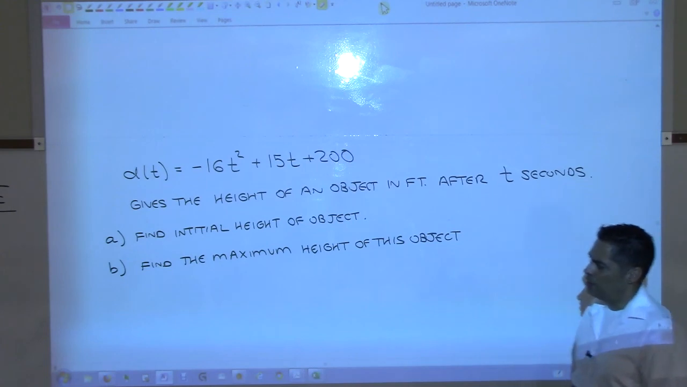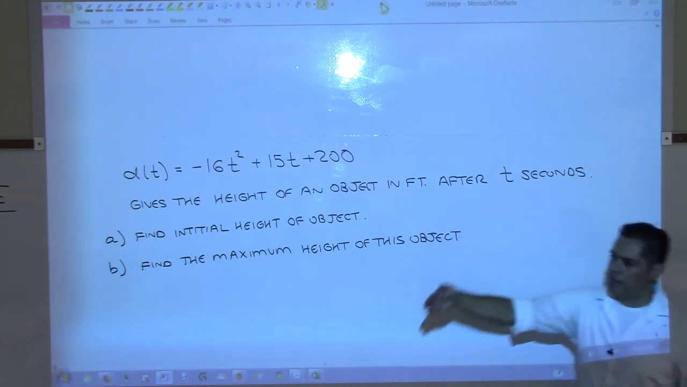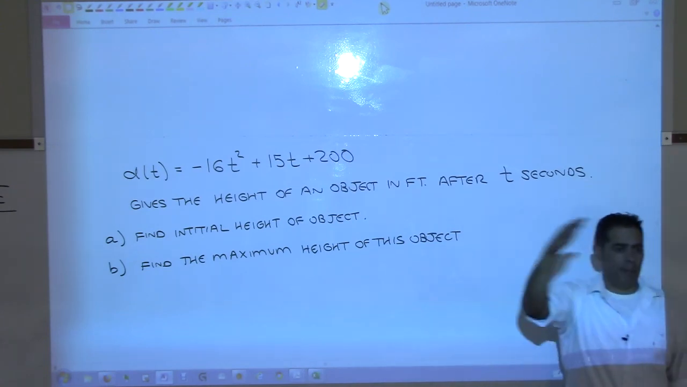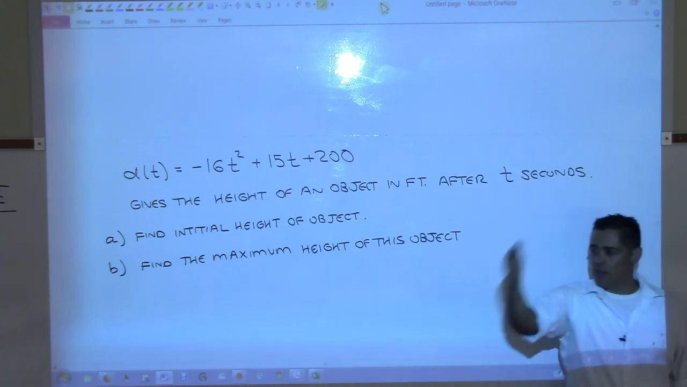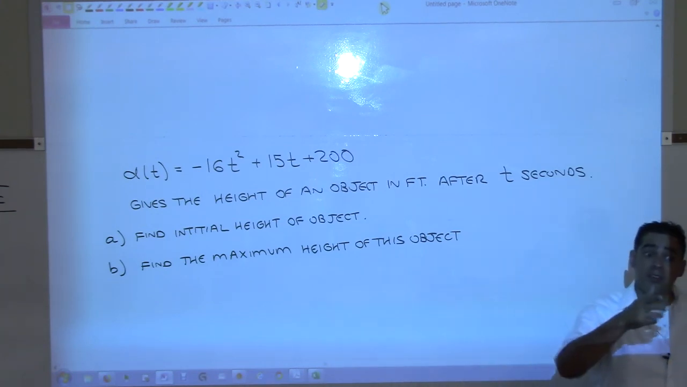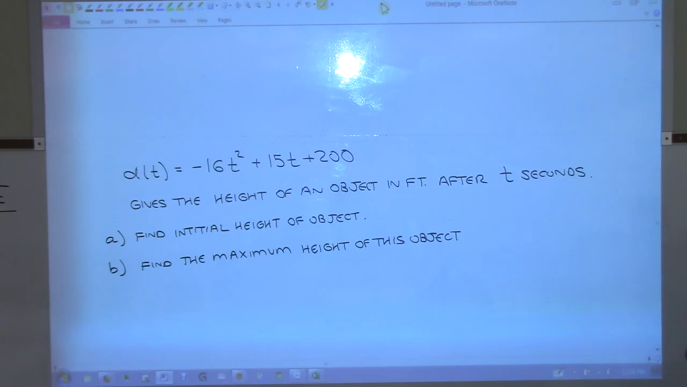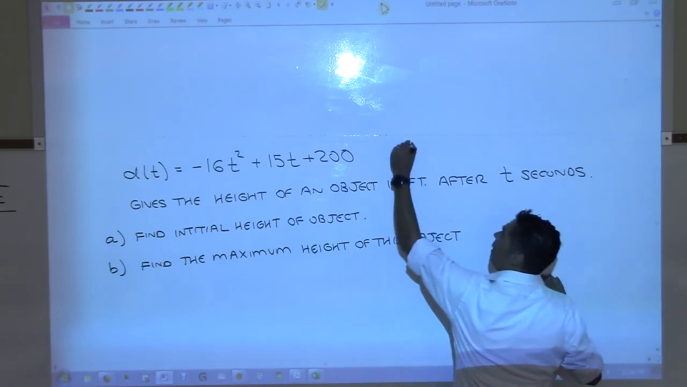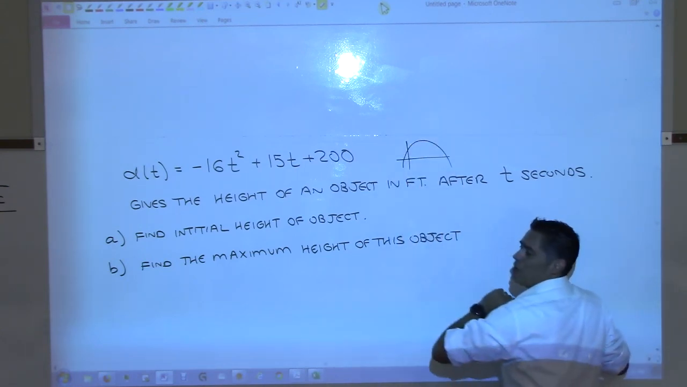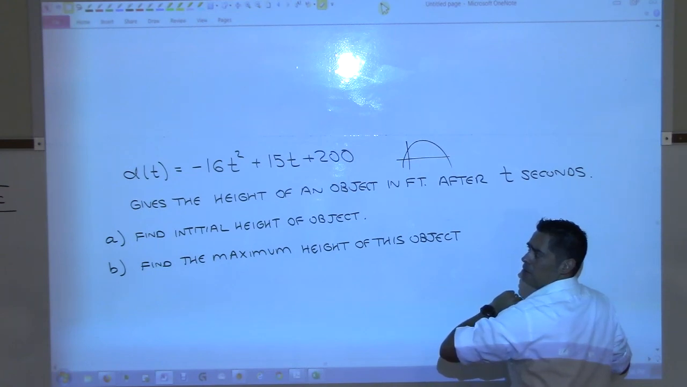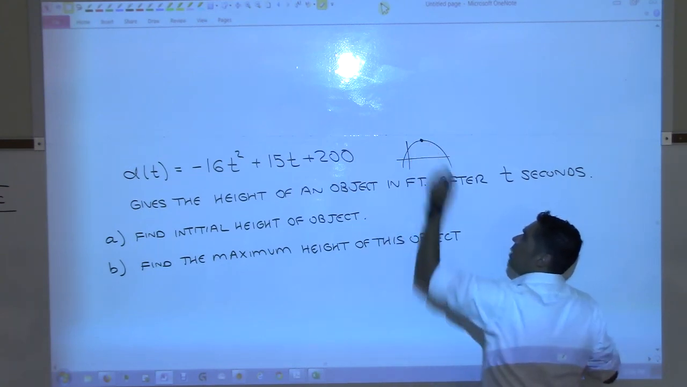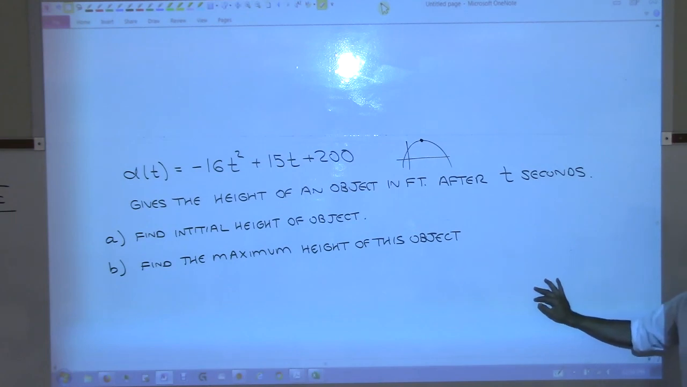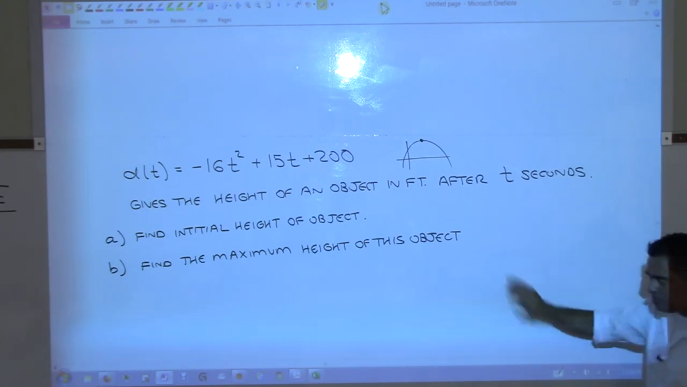What is this asking? You've got some object flying through the air in a parabolic path. Okay, so this has to do with the vertex, doesn't it? Remember, if this is a parabola that opens down, how do we know it opens down? Because it's negative 16. We know that it has a highest point, right? So part B is asking you to find the maximum height of this object, which means to find the highest point, kind of. It's not exactly that, but we'll get to it when we get to it.